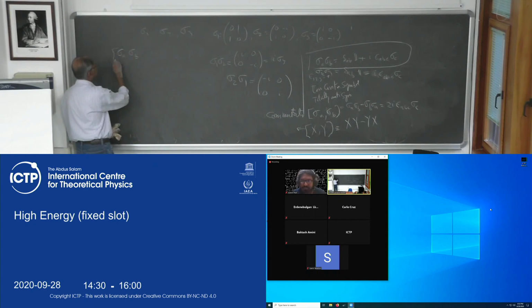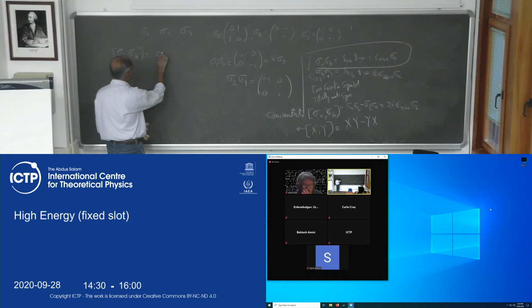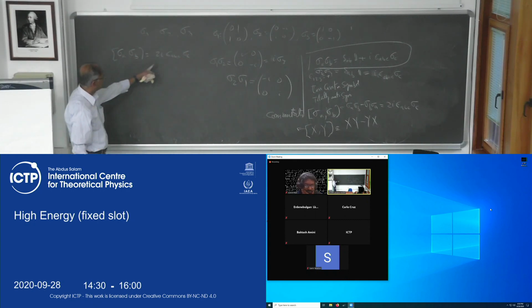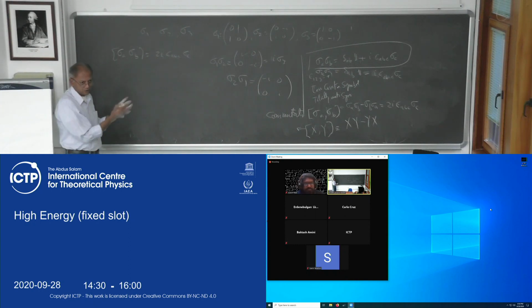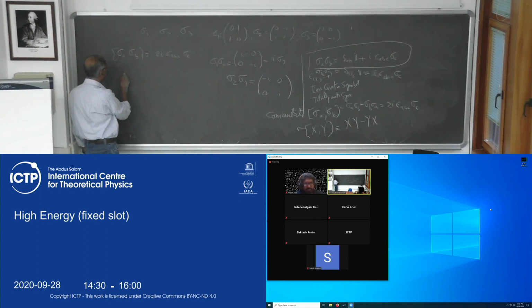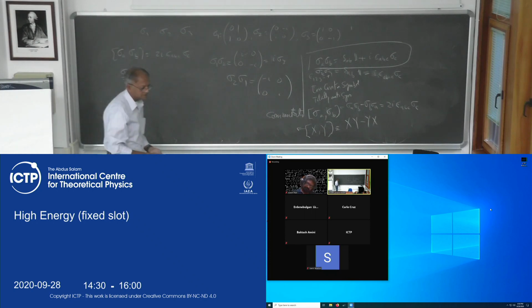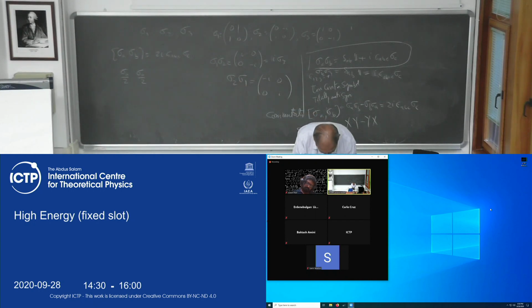Sigma A, sigma B is equal to 2I epsilon A, B, C, sigma C. Okay. Sometimes it is convenient to remove this factor of 2, and you'll see why it is useful. Although it's not necessary, it's just convenient to redefine. So I can absorb it by taking sigma A by 2, sigma B by 2. Maybe in the notes we have also absorbed the I. No, at the moment the I is not absorbed.